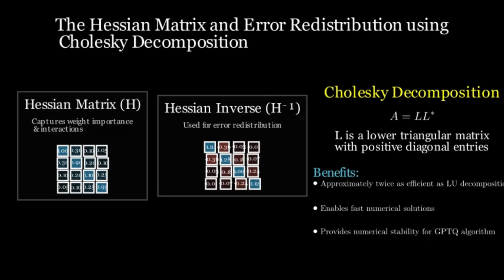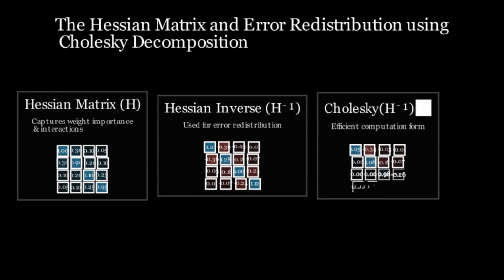The Cholesky decomposition provides several benefits. It's approximately twice as efficient as LU decomposition for solving linear systems. It enables fast numerical solutions. It provides numerical stability for the GPTQ algorithm. So the Cholesky decomposition is a famous method to solve least squares problems. So in our case, we compute the Cholesky decomposition of the Hessian inverse, which gives us an efficient way to redistribute the errors we talked about.